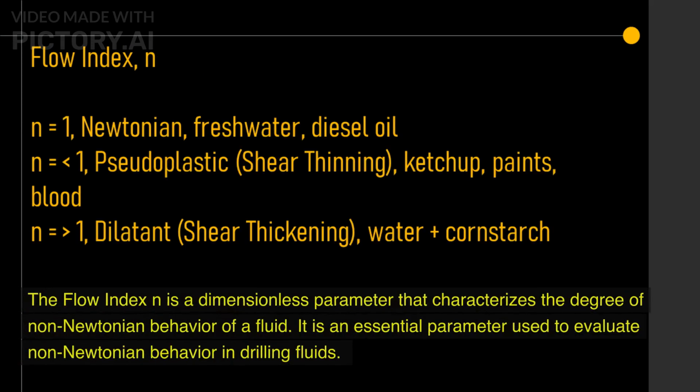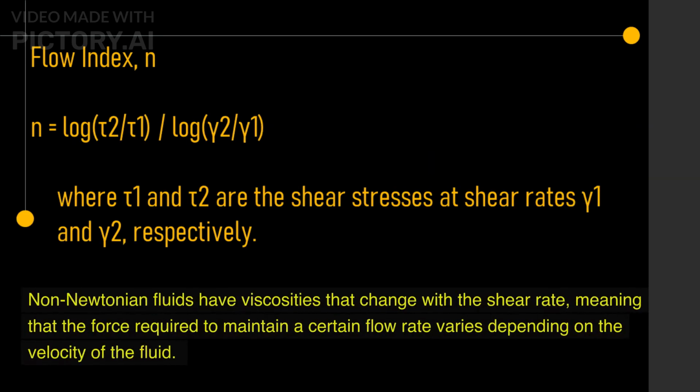The flow index n is a dimensionless parameter that characterizes the degree of non-Newtonian behavior of a fluid. It is an essential parameter used to evaluate non-Newtonian behavior in drilling fluids. Non-Newtonian fluids have viscosities that change with the shear rate, meaning that the force required to maintain a certain flow rate varies depending on the velocity of the fluid.